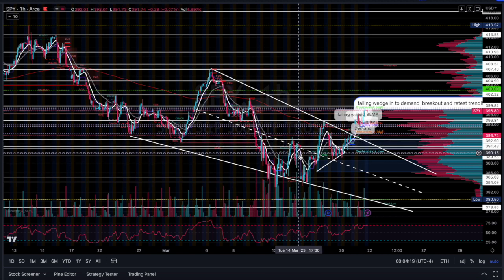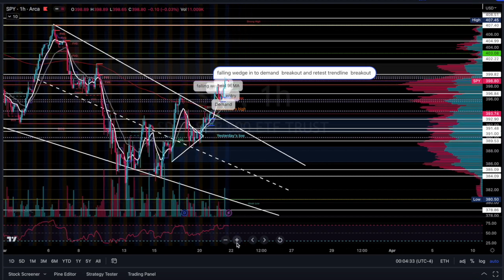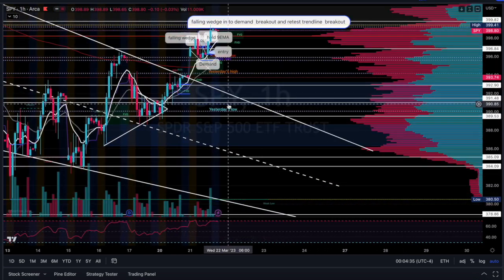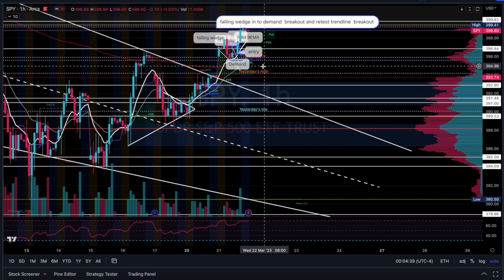Pushed through it, rejected, came back down. So you touched this trend line again. And then we pushed straight through it. At the top of that zone, came down, held this median, and then broke out. We actually broke out in the pre-market. It might be hard to see, but we gapped up.